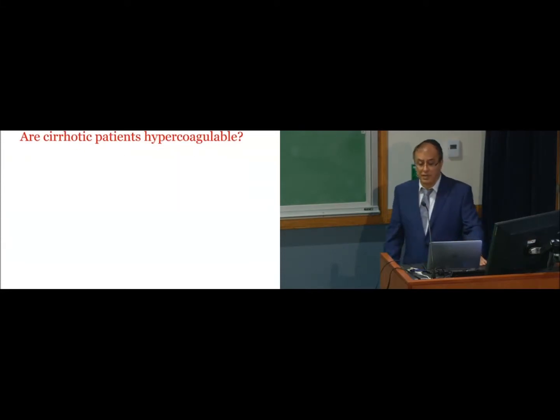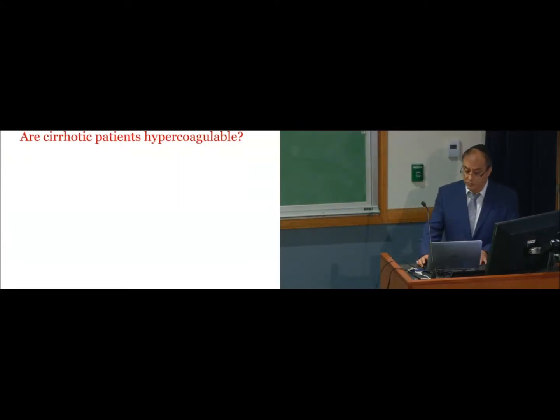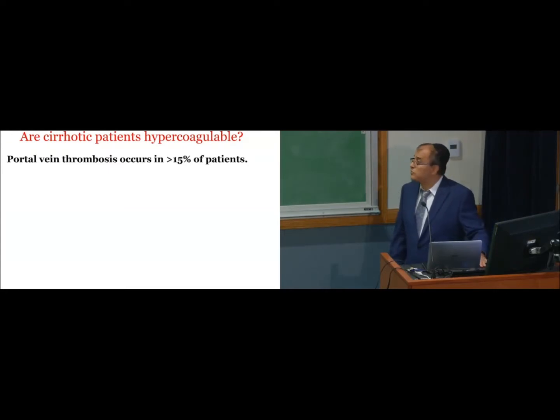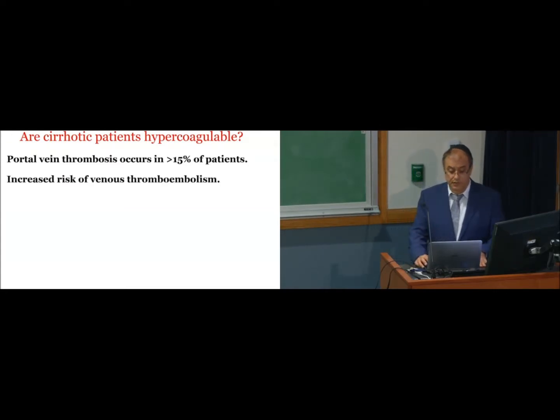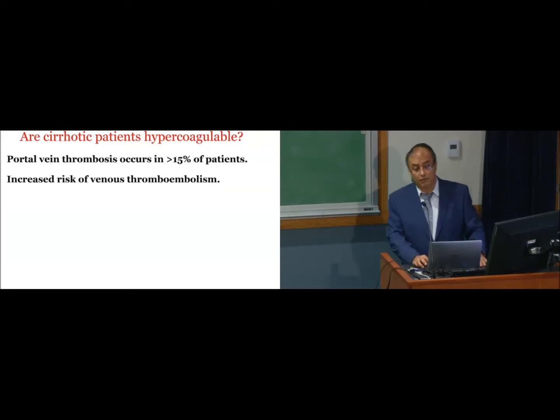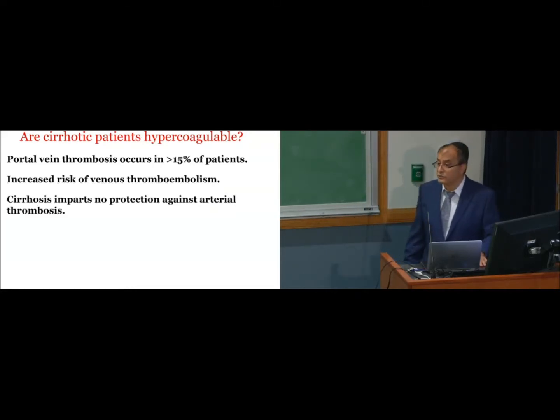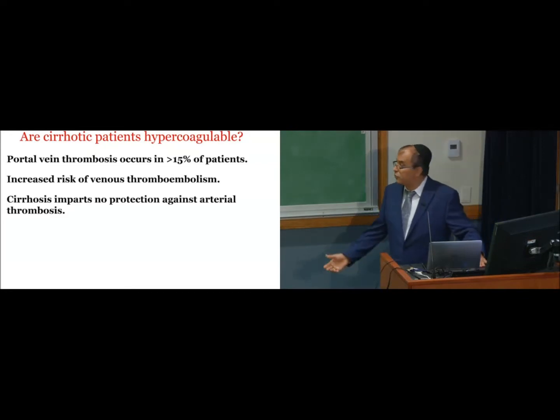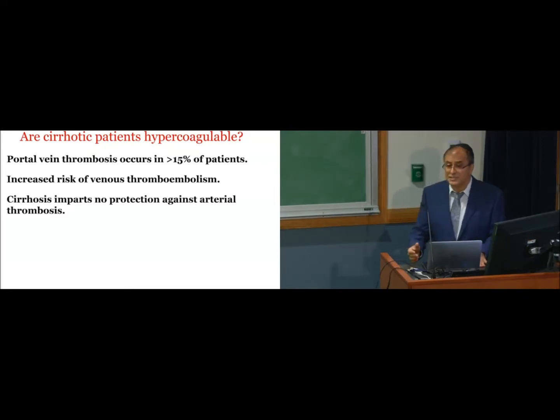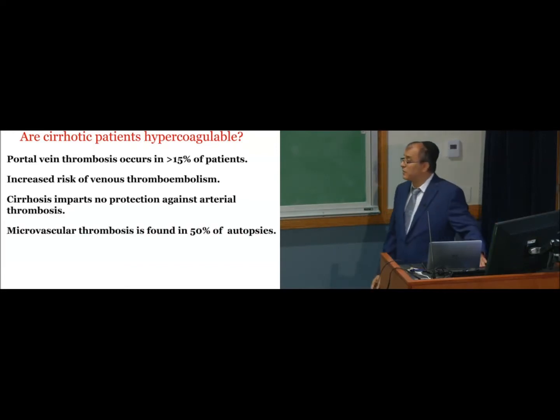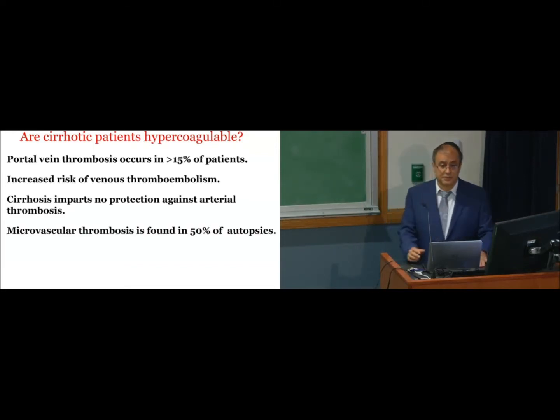Looking to the other side of the abnormal, are cirrhotics hypercoagulable? Well, portal vein thrombosis occurs in 15% of cirrhotics. They have an increased risk of deep vein thrombosis and PEs. On the arterial side, cirrhosis offers no protection whatsoever from arterial thrombosis like strokes or MIs. That is, these patients are not auto-anticoagulated. Evidence for microvascular thrombosis is found in 50% of autopsies from cirrhotics.